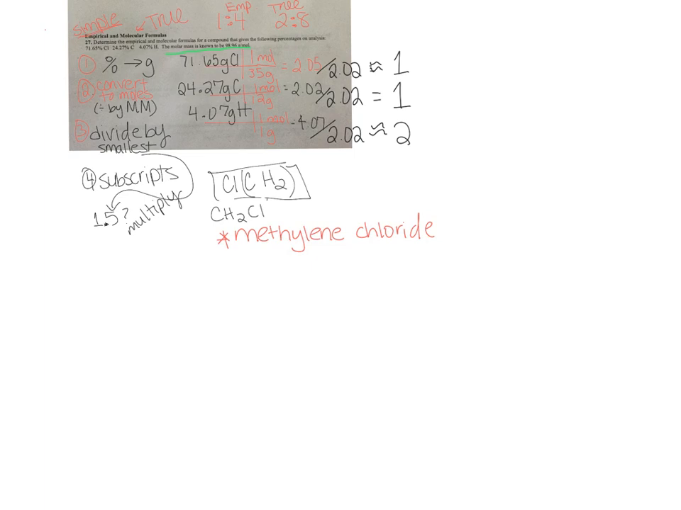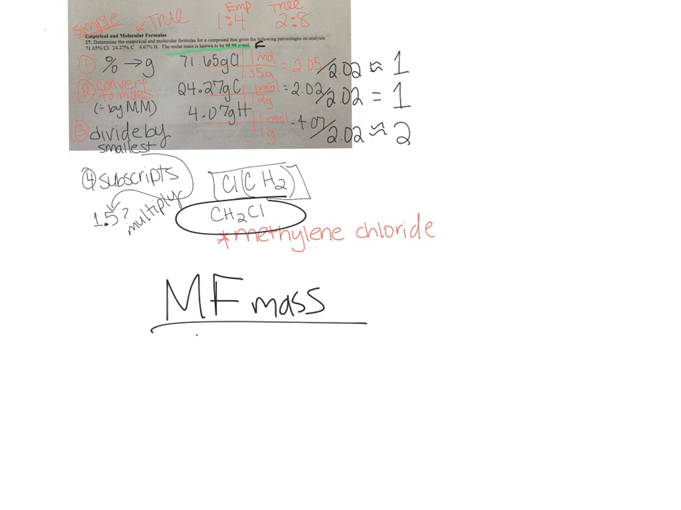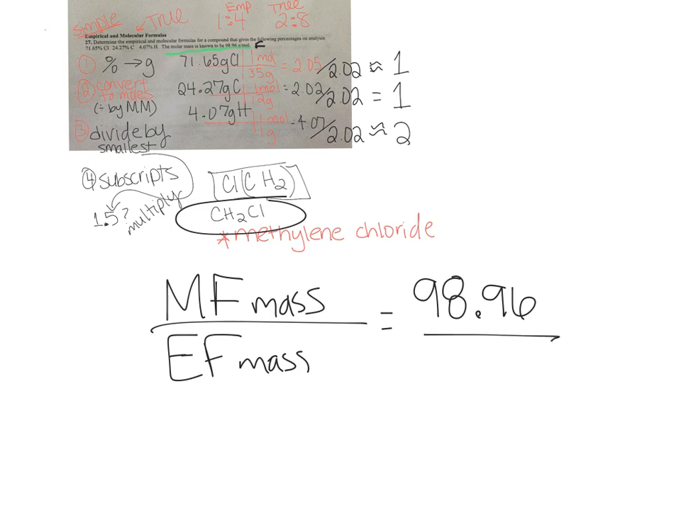So we have our empirical formula, okay? This is giving us information for our molecular formula. So what this comes down to is we have to make a ratio. So we're going to say molecular formula mass all divided by empirical formula mass. They give us that molecular formula mass, so I'm going to go ahead and put that 98.96 grams per mole. And I'm going to divide it by the empirical formula mass. That empirical formula mass we have to actually figure out.